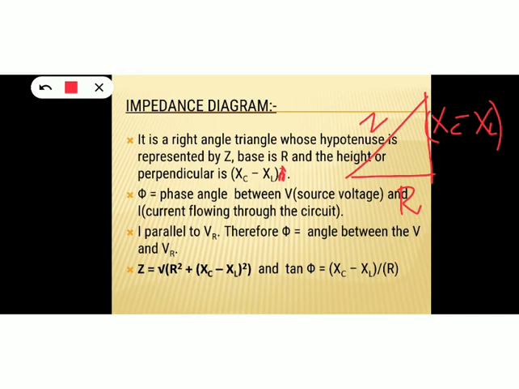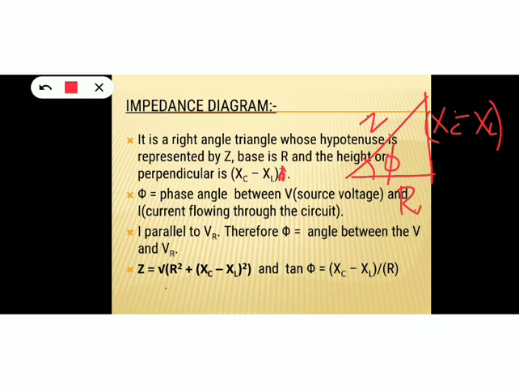So impedance diagram is a right angle triangle whose hypotenuse is Z, base is R, and altitude or the perpendicular is XC minus XL, and there is a phase angle. So this is the phase angle, and phase angle is phi. Okay, so phase angle is phi, and it is the angle between voltage source and the current flowing through the circuit.